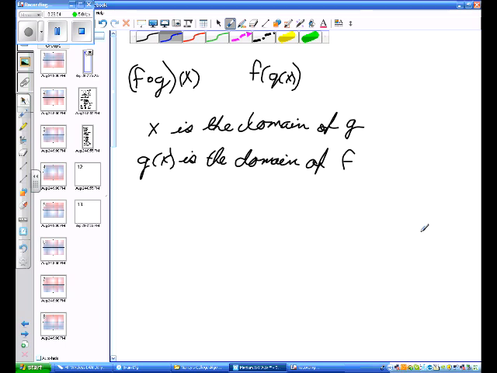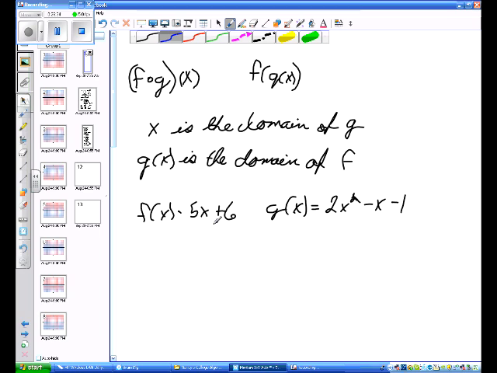So let's look at some, and it'll be a little bit easier to see what we're talking about. Let's look at the function where f of x is equal to 5x plus 6, and g of x is equal to 2x squared minus x minus 1.